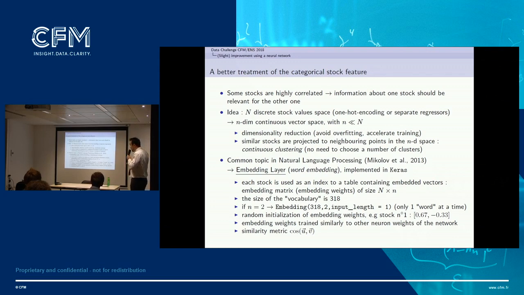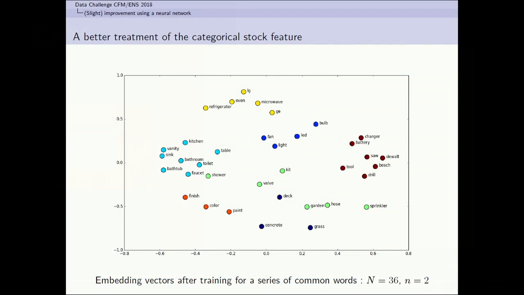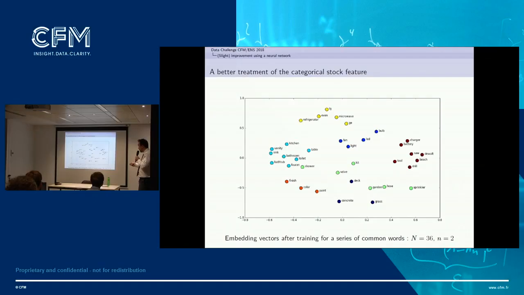This is actually a very common way of doing things in natural language processing. So here we have an example. If you have a vocabulary of 36 words and an output dimension of 2, then after training, you can see that words with a close semantic value are grouped in the same region of the space.